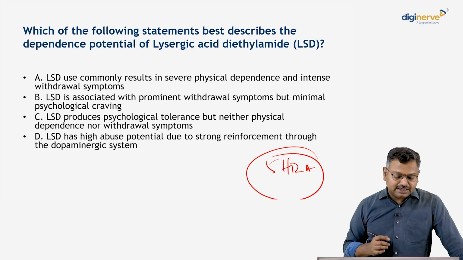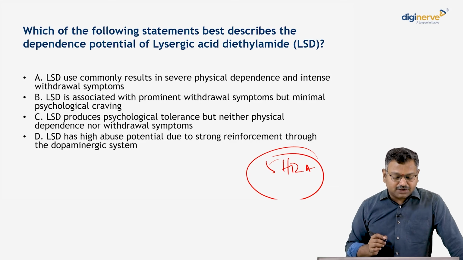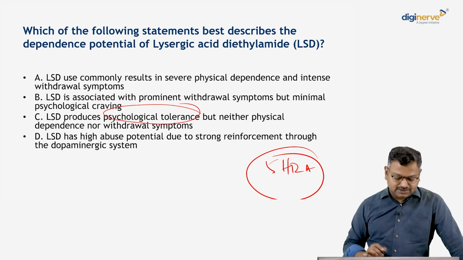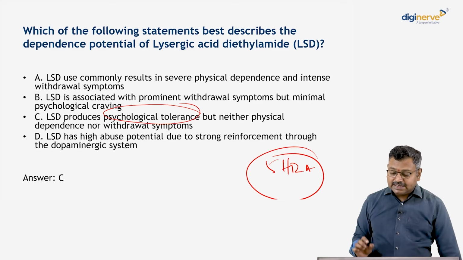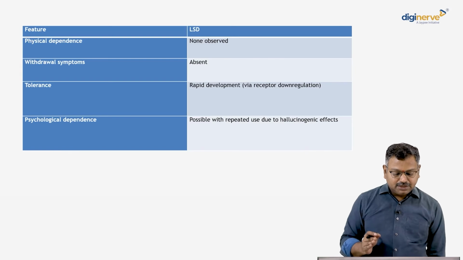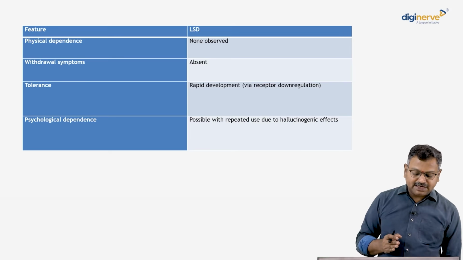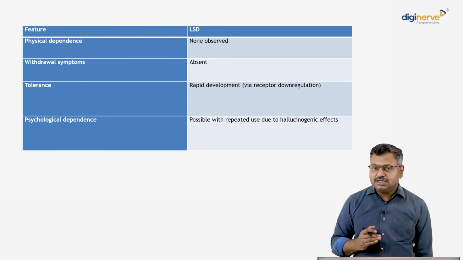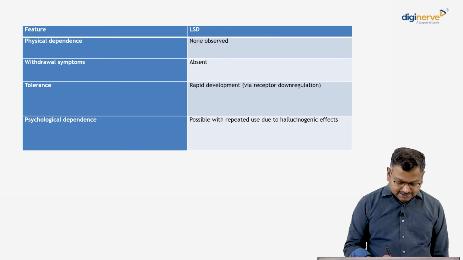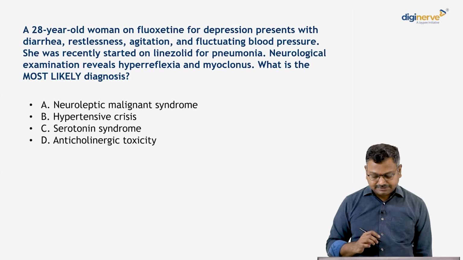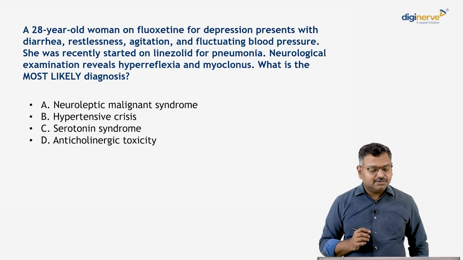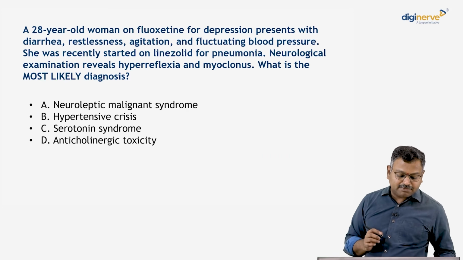Now, very importantly, the dependence profile is basically affected by tolerance. So, there is a psychological tolerance without physical dependence. That is the very characteristic feature that you see there. So, in LSD, there is no physical dependence, there are no withdrawal symptoms, and tolerance happens very rapidly, and that is the reason for the development of this behavior.